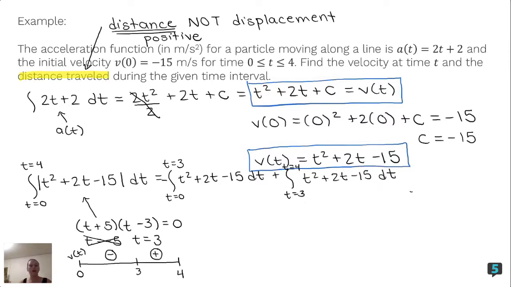So I broke down this absolute value into 2 separate pieces to account for where it was positive and where it was negative, because I have to ensure that my distance gives me a positive value. Any questions just on this setup or how I broke this down?